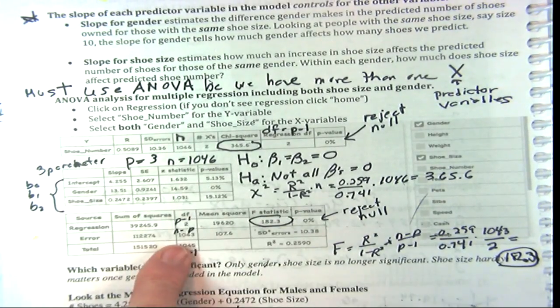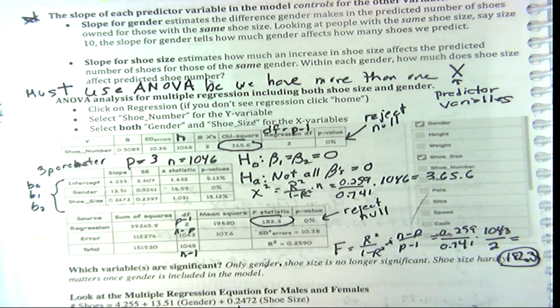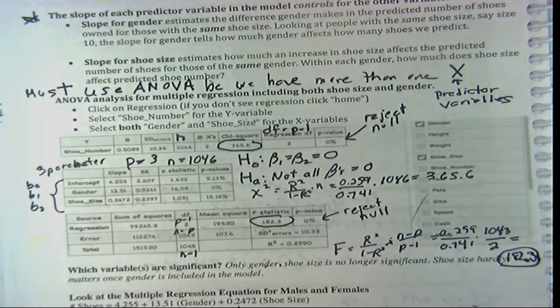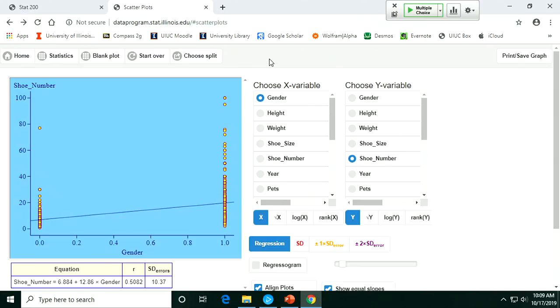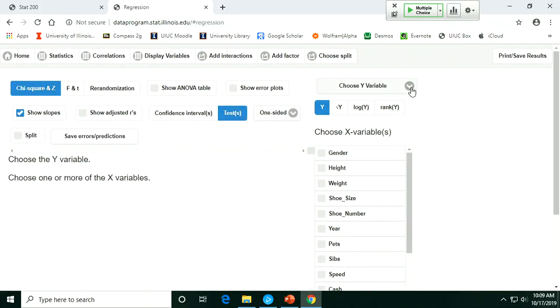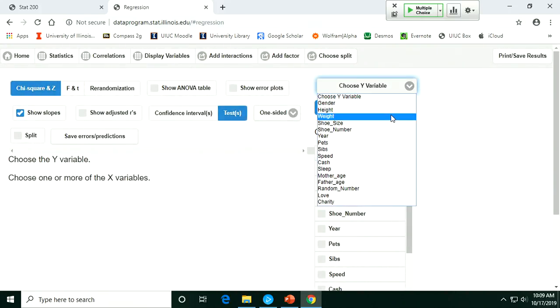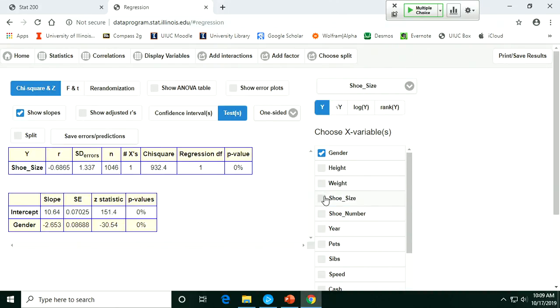Also, to help you with your homework, let's look at how to do this, where I got this from. So let's go back to the document camera and back to the PC. What we're going to do now is go back to home and go to multiple regression, or regression here, instead of just a scatter plot. We'll go to regression. We're going to choose as our y variable the shoe size, and as our x variable, both gender and shoe size.